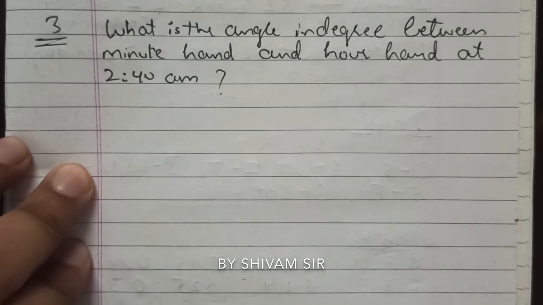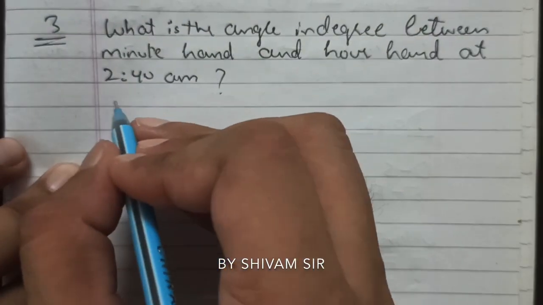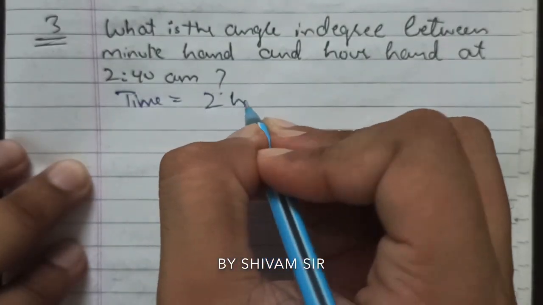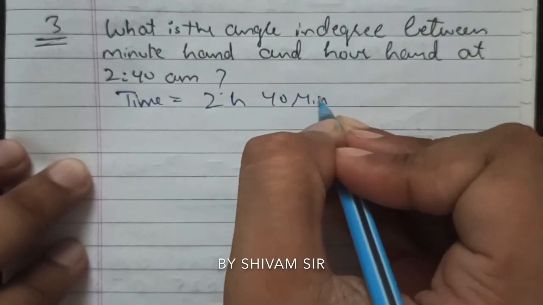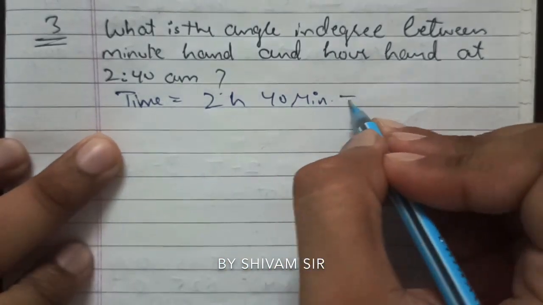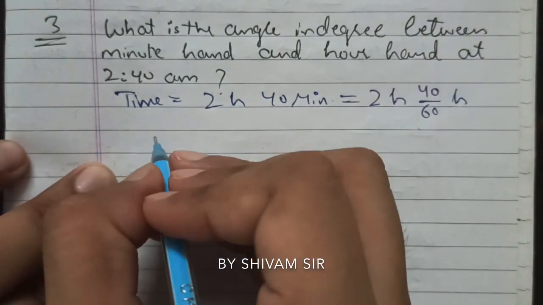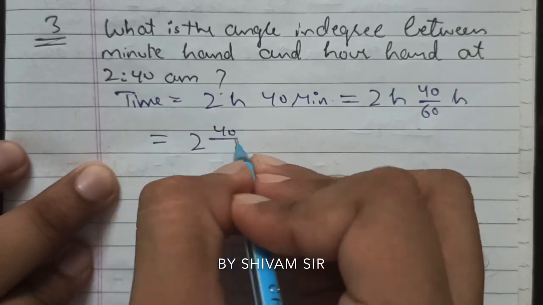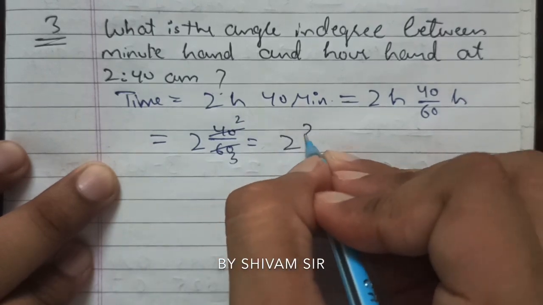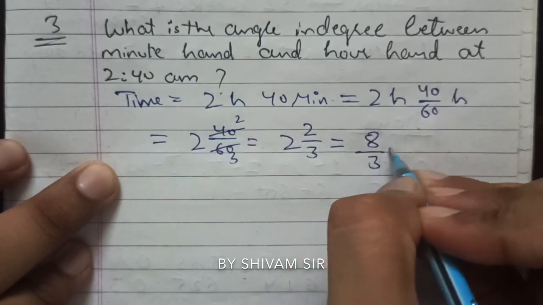So at 12:40 am we need to find out the angle. So 240 means the time is 2 hours 40 minutes, right? As I told you, we have to start the time from 12. So after 12 we have 2 hours 40 minutes, or we can say 2 and 40 upon 60 hours, which is 2 whole 2 by 3, so 3 times 2 is 6, plus 2, 8 upon 3 hours, right?